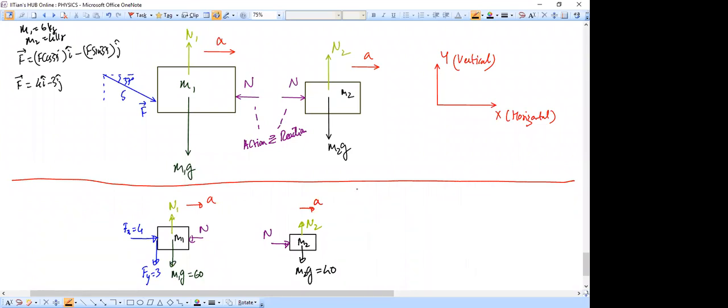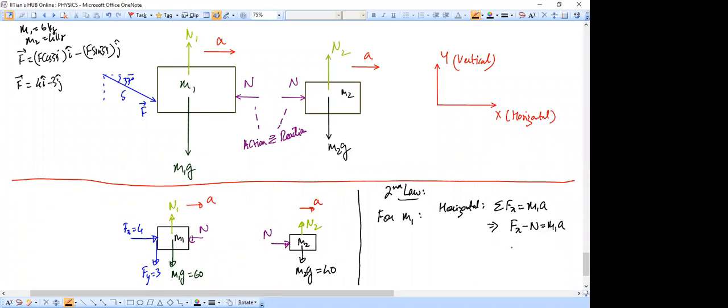Now let us write the equations. Now let's write Newton's second law for block M1. So along the horizontal, what is happening? The net force should be equal to M1 into acceleration. So what are the net forces which are acting along the horizontal? It is Fx minus N. So that is nothing but 4 newtons minus some normal reaction is 6a. So let us say this is what we are writing as our equation 1.